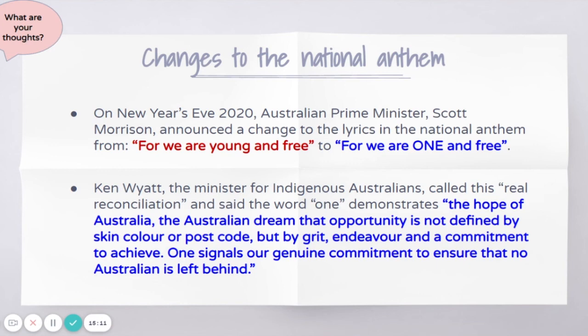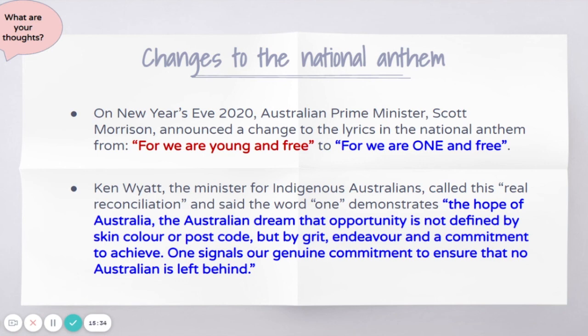Ken Wyatt, who's the Minister for Indigenous Australians, called this real reconciliation and said that the word one demonstrated, quote, the hope of Australia, the Australian dream, that opportunity is not defined by skin colour or postcode, but by grit, endeavour and a commitment to achieve. One signals our genuine commitment to ensure that no Australian is left behind.